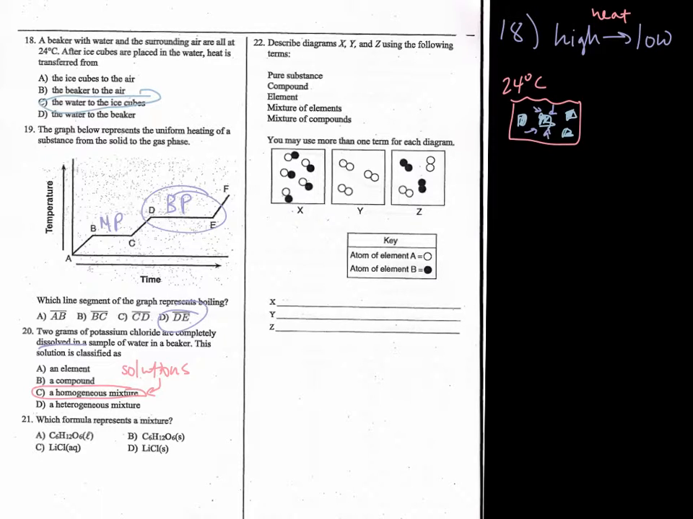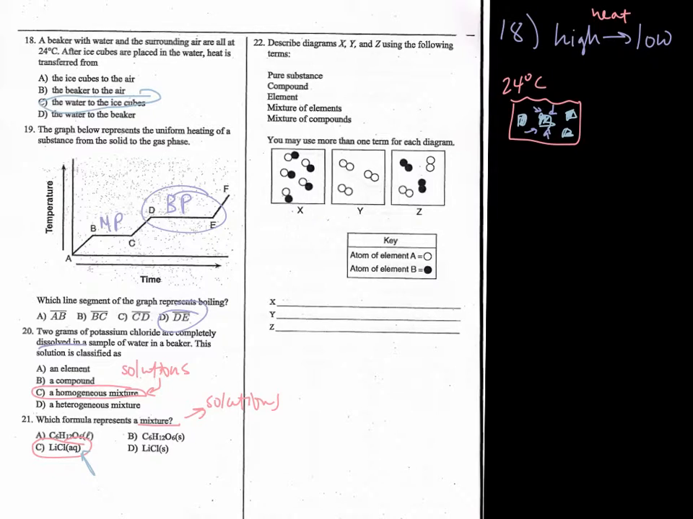Alright, which formula represents a mixture? Once again, you look for solutions, and they're typically indicated by right here, the aq, aqueous. That means you're mixing lithium chloride and probably water to make a solution.